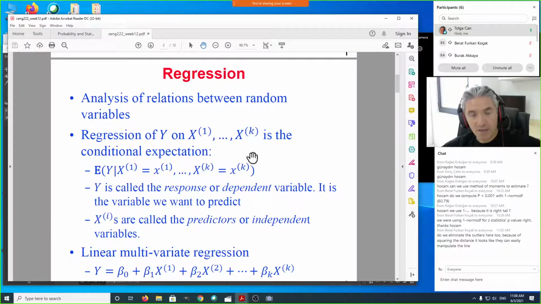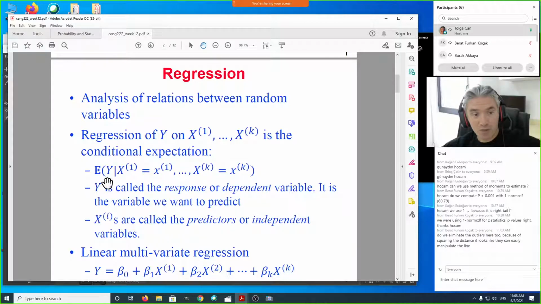But usually these are called predictors, and this is called the response. And this is in general a difficult problem. There are many methods. If you take a machine learning course, I'm sure in that course you will spend 1 or 2 full weeks on this multivariate regression, and maybe a month to learn different methods to perform this regression.